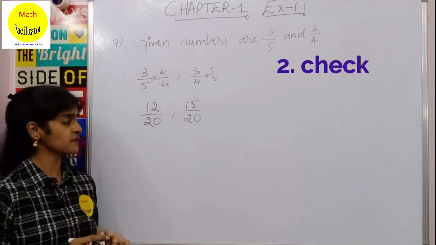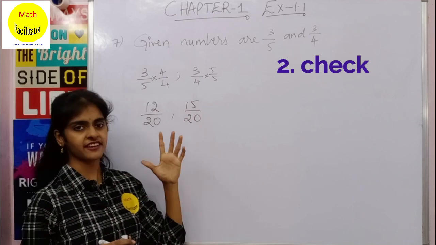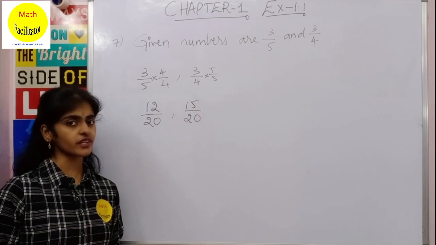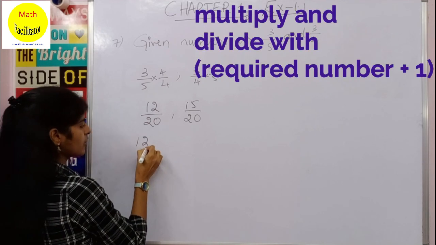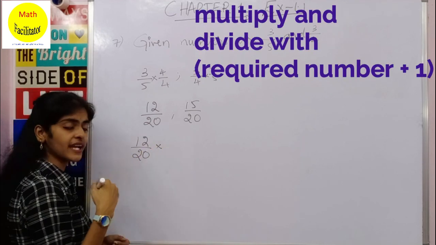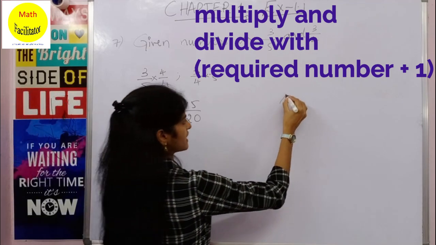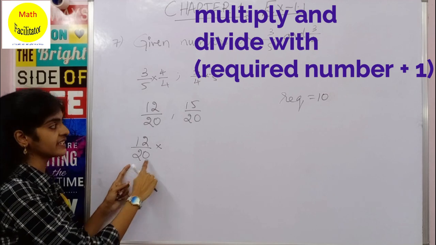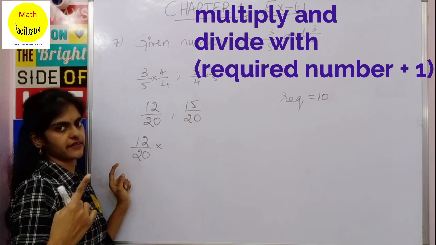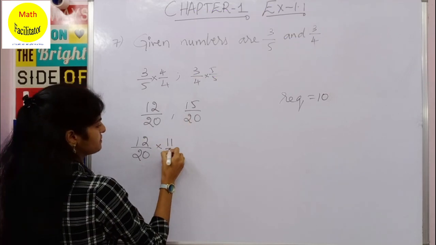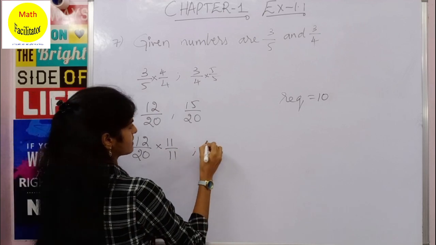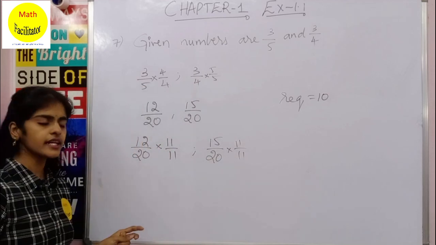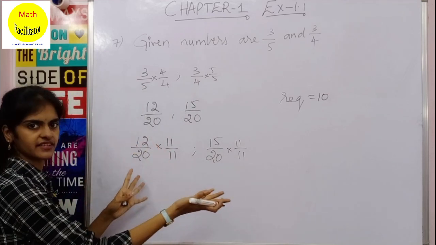Now see, between 12 upon 20 and 15 upon 20 can you insert 10 rational numbers? Not possible. So we shall follow the method which I told you. The required number of rational numbers is 10. So you will multiply and divide these two numbers by 11. 1 more than 10 is 11. So 11 by 11, and this also you will multiply and divide by 11. Now simple, you will just multiply and write the fraction and you will insert the numbers.